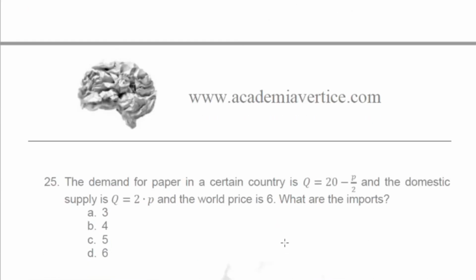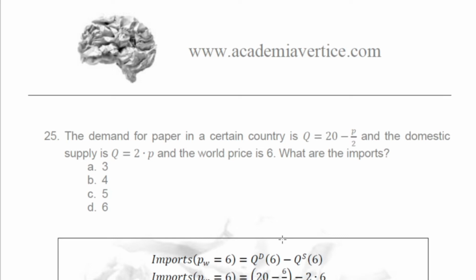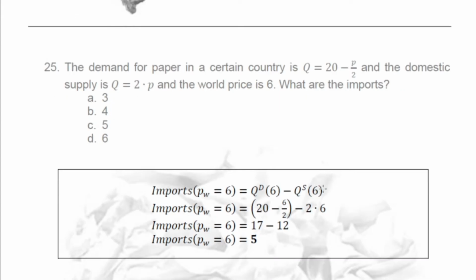The demand for paper in a certain country is Q equal to 20 minus P divided by 2, and the domestic supply is Q equal to 2P. The world price is 6. What are the imports? Okay, we calculate the imports at price equal to 6 as the difference between the quantity demanded and the quantity domestically supplied. So 20 minus 6 divided by 2, 17 is the quantity demanded and 12 is the quantity supplied. So 17 minus 12 is 5. Okay, very easy question.